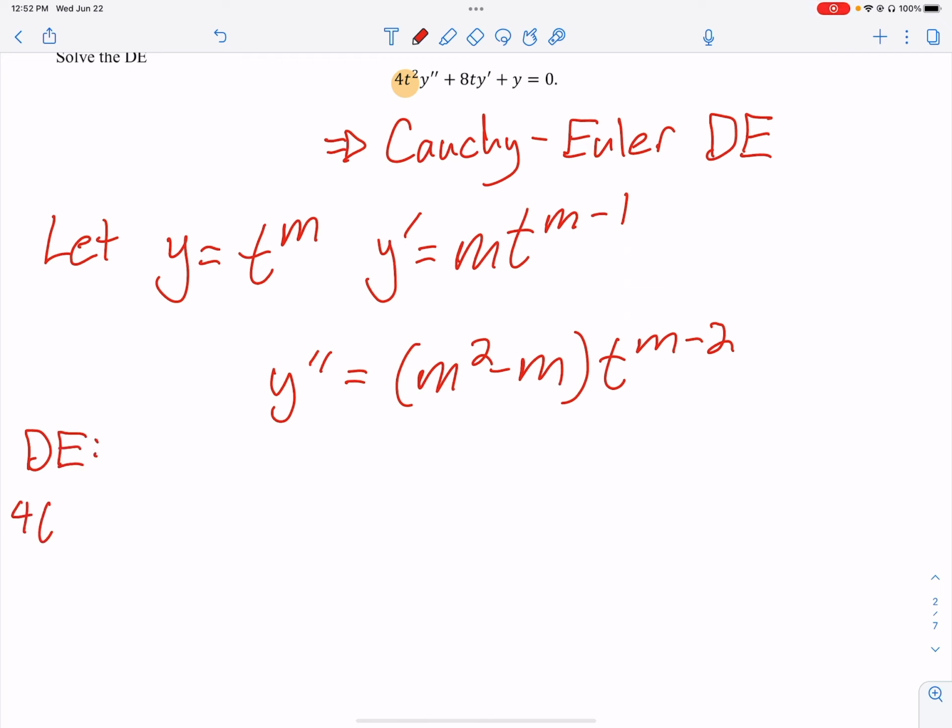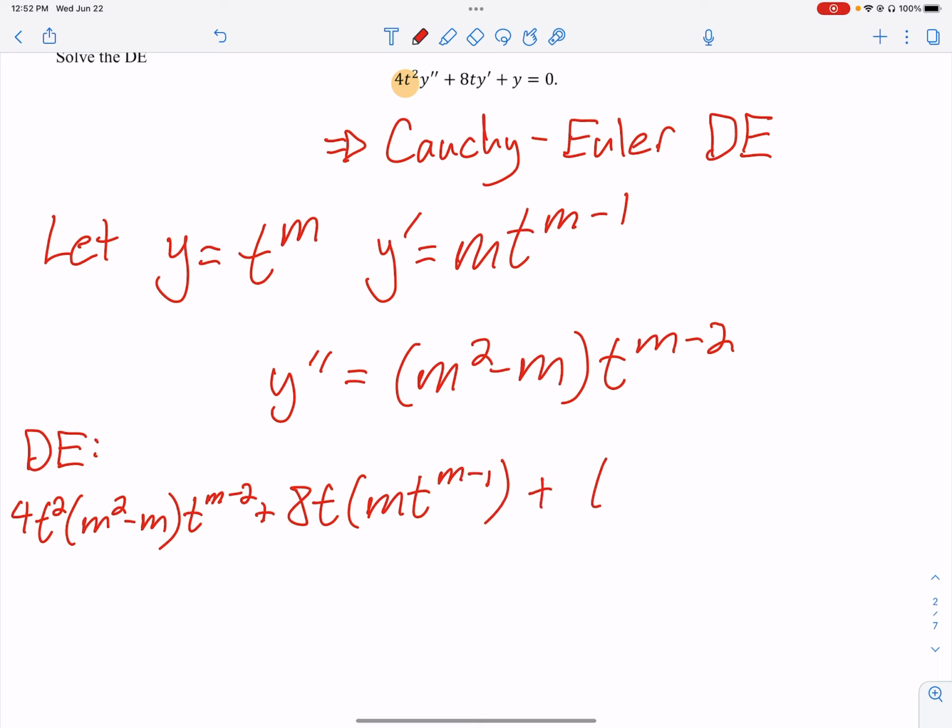So we get 4t squared. This is where, if I plugged in m squared minus m and then times t to the m minus 2, when I would try to work that out after I write down everything, I would realize that I have t's and x's. And then I would have to erase my x's and put t's. That happens to me often, so it may happen to you. Just fix it. We replace y prime with m t to the m minus 1, and then plus y, which is t to the m.